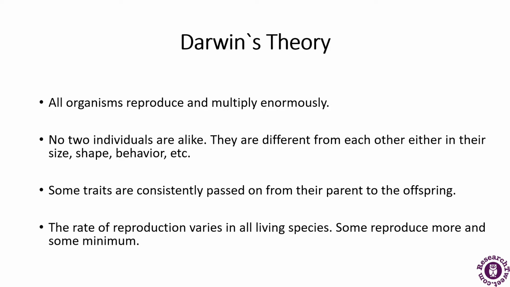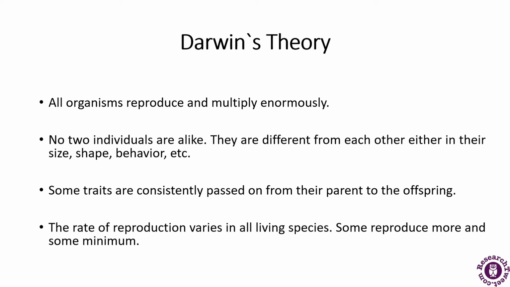So what is Darwin's theory about? Darwin's theory says that all organisms reproduce and multiply enormously. No two individuals are alike. They differ from each other in size, shape, behavior, etc. There are some traits that are constantly passed on from parents to offspring. The rate of reproduction varies in all living species. Some reproduce more and some reproduce minimally.